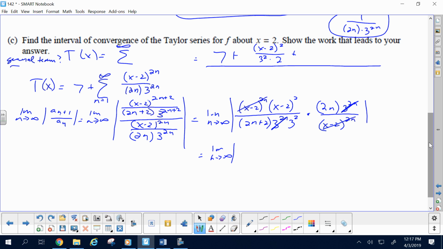Let's do some prettying up of this. Okay, I'm good. I'm going to put the 2n and the 2n plus 2 together. I'm going to put the x minus 2 squared there.